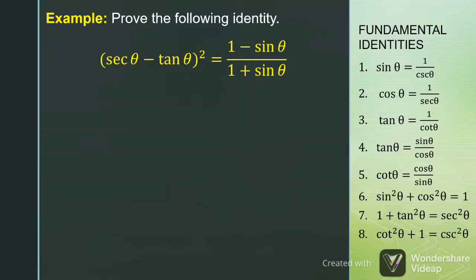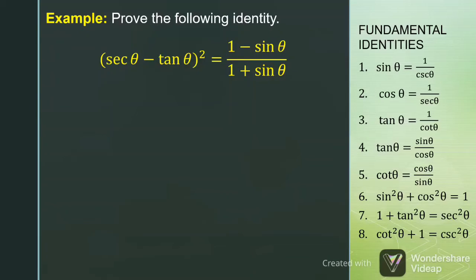Let us have the last example. Quantity secant theta minus tangent theta squared equals 1 minus sine theta all over 1 plus sine theta. Okay, as I have said earlier, simplify the side of the equation that does not contain sine or cosine, or the more complicated one. And we can see that the left side is the more complicated. So we will simplify the left side to make it the same as the right side.